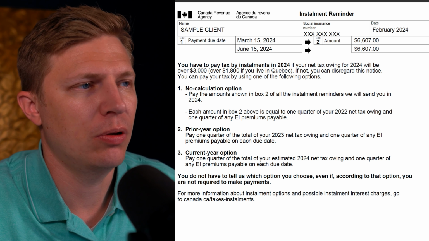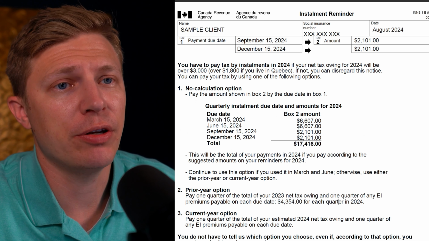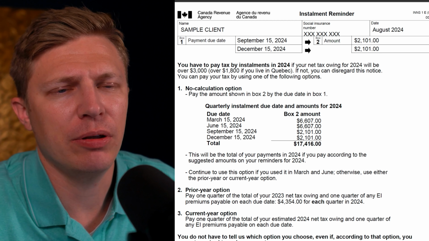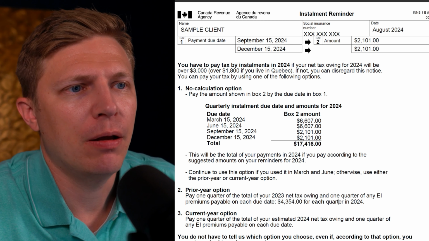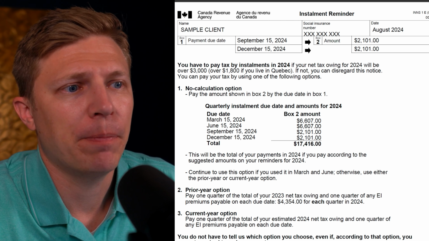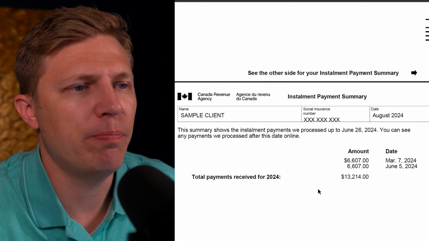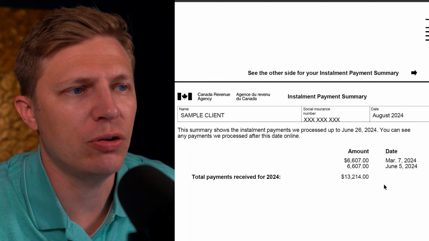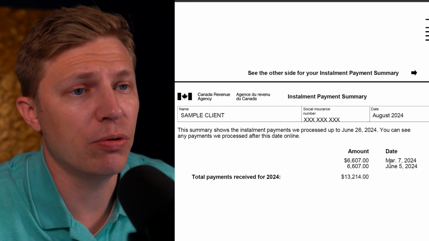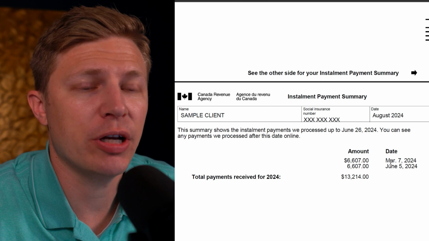Now let's just quickly hop to the letter that you'll receive in August. So again, this is lining up to the math that we walked through previously. You'll see the 2101 and the 2101 for September and December. And the other thing about this is it's actually going to show you the payments that were received earlier in the year, the dollar amounts, and the date that CRA has recorded the payment. So this is a good check and balance for you.